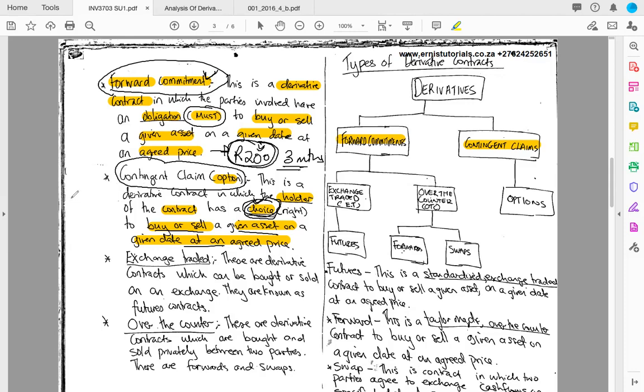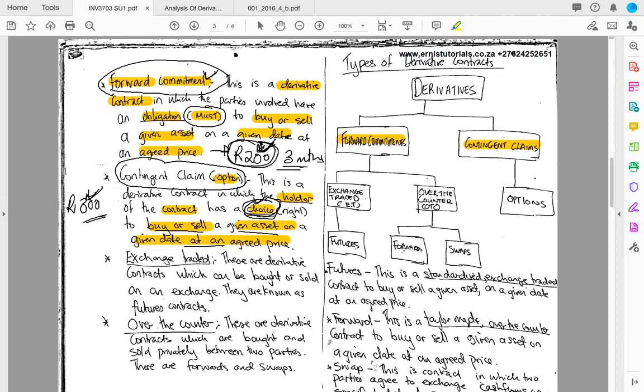If the price of the MTN shares actually ends up being 300 Rand, right? It will be favorable for you to exercise your option. If it's a contingent claim derivative, it will be favorable for you to exercise your option because you'll be buying at 200 Rand, whereas everyone else is buying at 300 Rand. So you can buy at 200 and sell for 300, making a profit of 100 Rand, right? So you'll be able to buy for 200, whereas everyone else is buying and selling for 300.